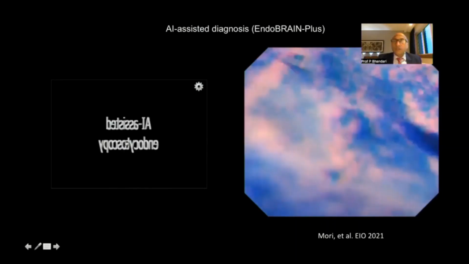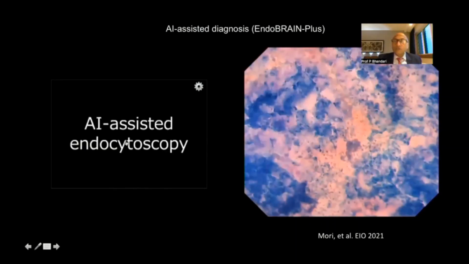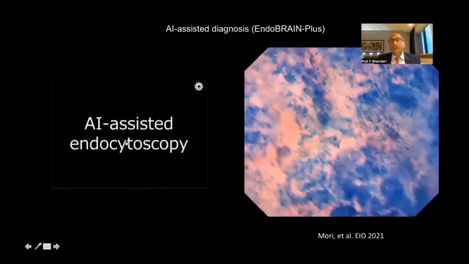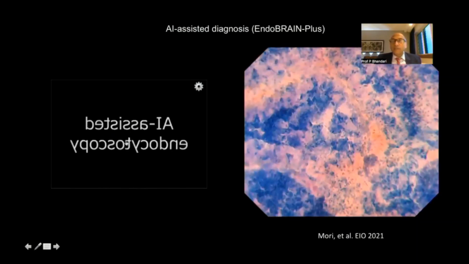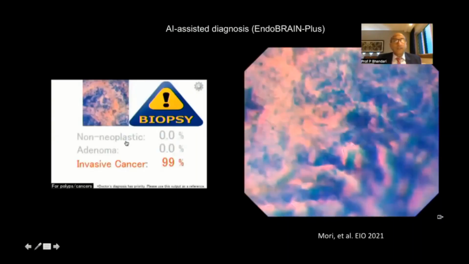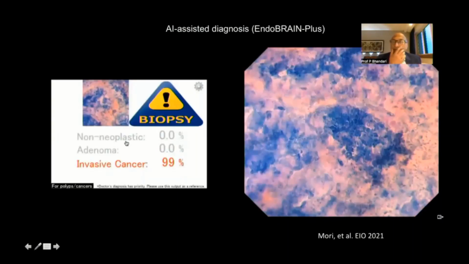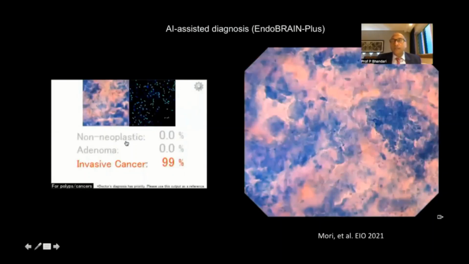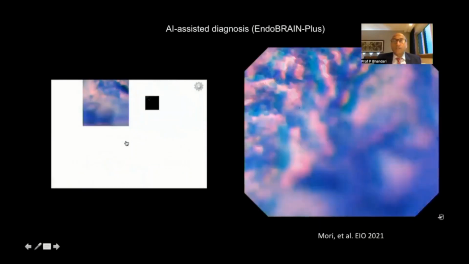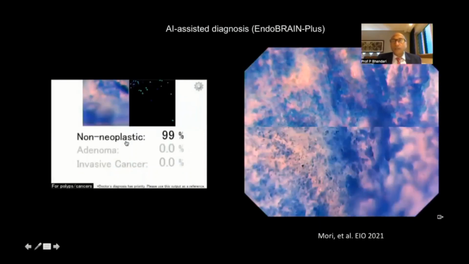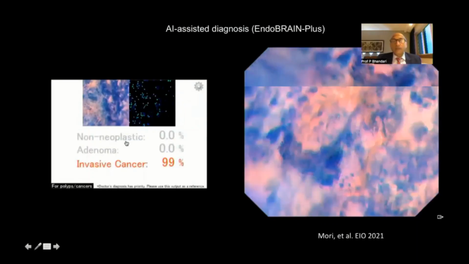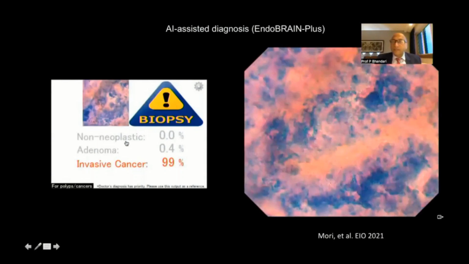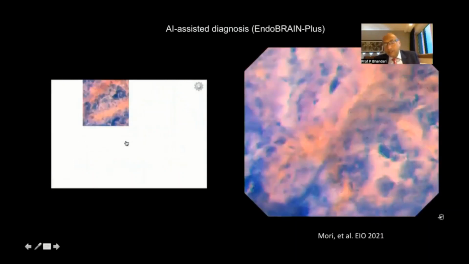You see here, it's not just using endocytoscope, but they're using EndoBRAIN, which is the AI. It will automatically see and interpret the image. It's got the right image and it's telling you it's an invasive cancer. That was the polyp I showed you in the previous slide, very small. When it's seen with endocytoscope, different areas will give you different diagnoses. So you see right in the middle, it is an invasive cancer and it gives you 99% certainty.